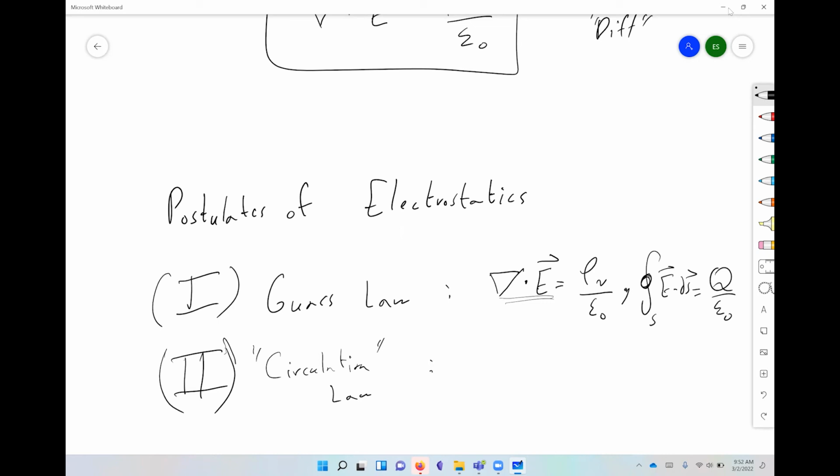It states that in differential form, the curl of E is 0. So this is stating that the electrostatic field is irrotational. There are no current sources for the electrostatic field, so the curl of it is always going to be 0. And if you write it in terms of circulation, the line integral along a closed path of E dl is always going to be 0.